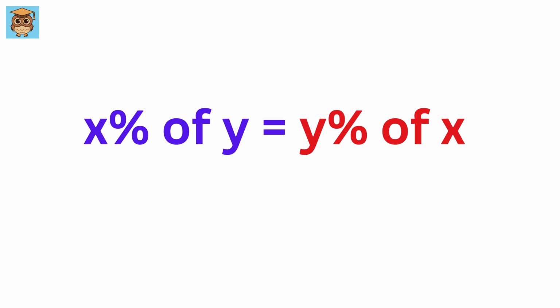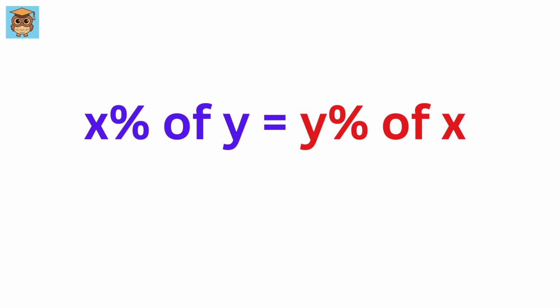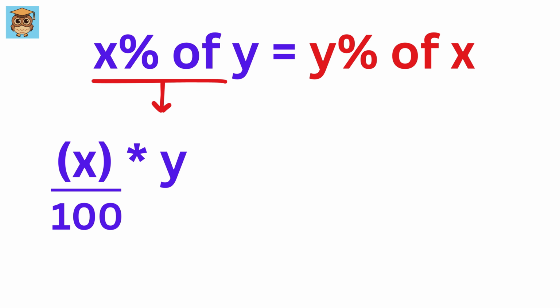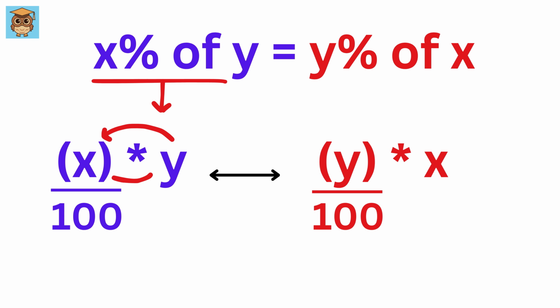Awesome! So, in a general way, we can write x percent of y as y percent of x. But why does it work? This is because if we go by the definition of percentage, then x percent of y means x upon 100 times y. And if we switch y with x, we get y upon 100 times x, which is same as y percent of x.